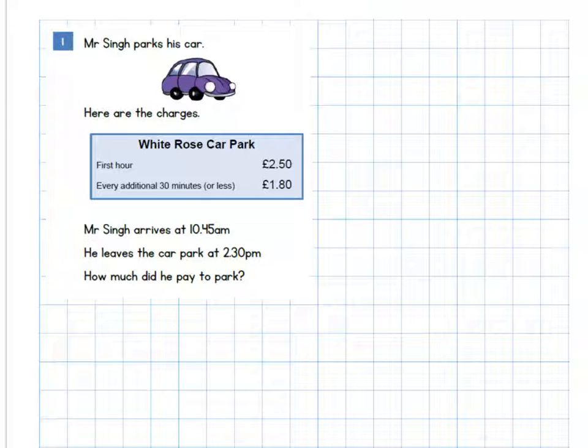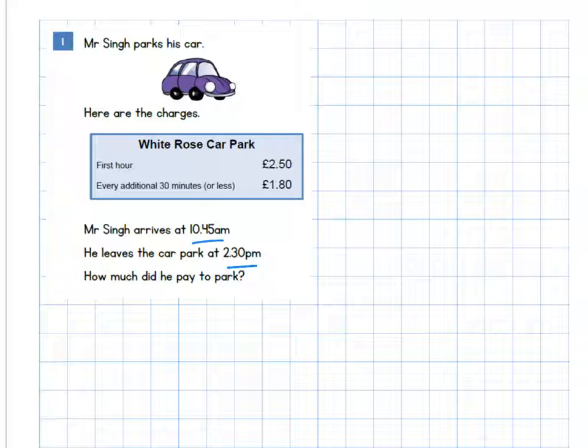So here we've got Mr. Singh, he's parking his car, and here are the charges in the White Road car park. So it's £2.50 for an hour, £1.80 for every extra 30 minutes or less. So if he spends 15 minutes in there, he's still got to pay £1.80. Mr. Singh arrives at 10:45 and he leaves at 2:30 p.m. So these are the important times. We've got how much did he pay to park.